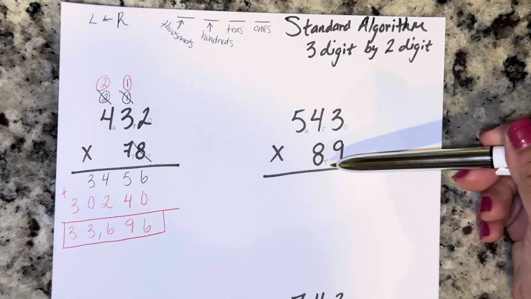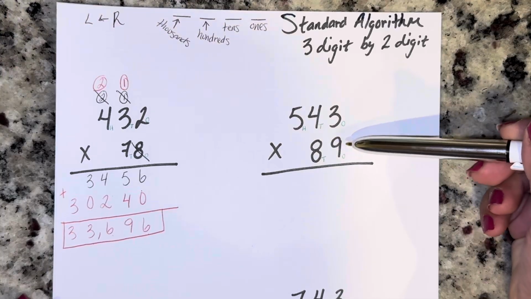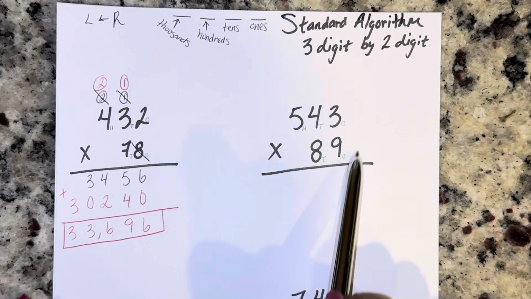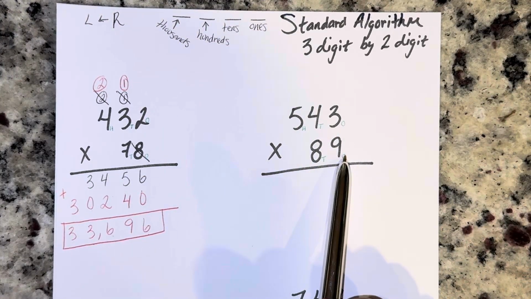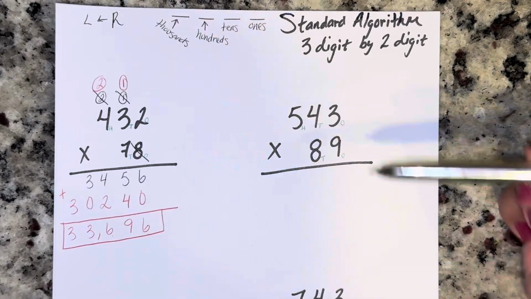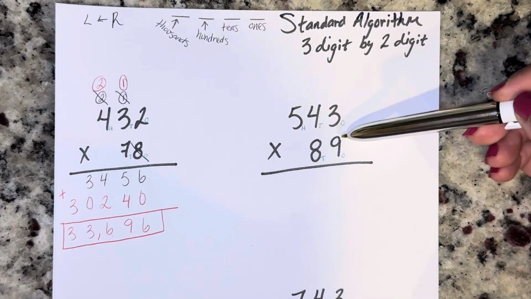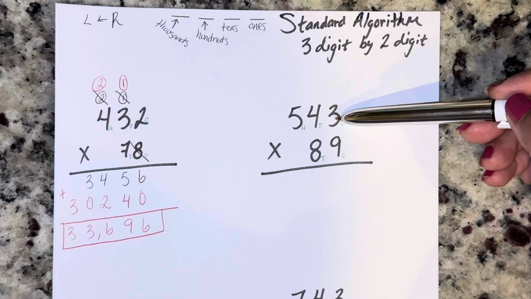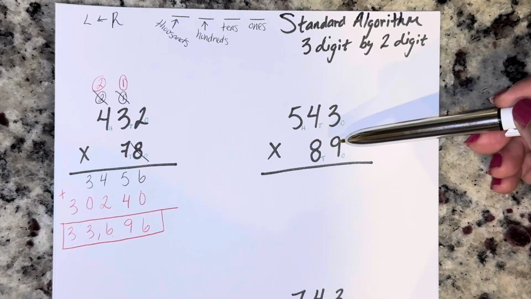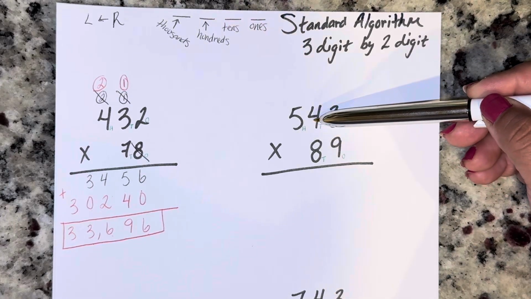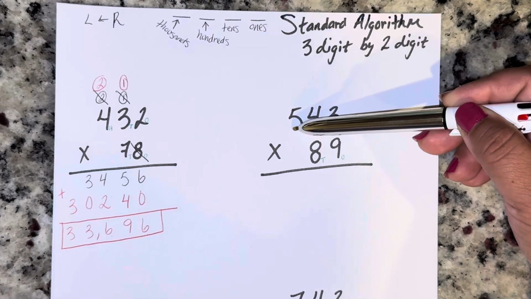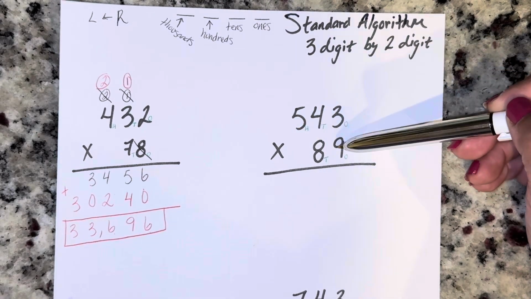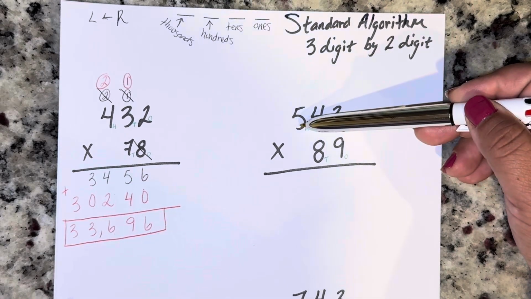We move on to our second example, 543 times 89. Again, we're going to multiply our bottom digits with our top ones, we always start in the ones position. So I'm going to do 9 times 3. Then we move on to our tens position, 9 times 4. Then our hundreds position, 9 times 5. So again, my order is 9 times 3, 9 times 4, 9 times 5.